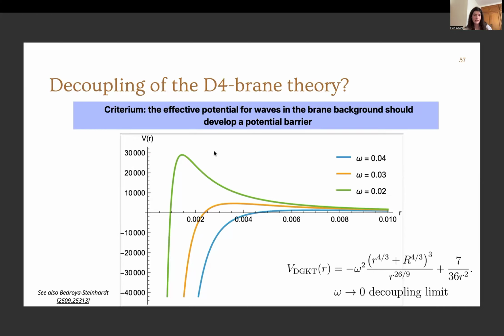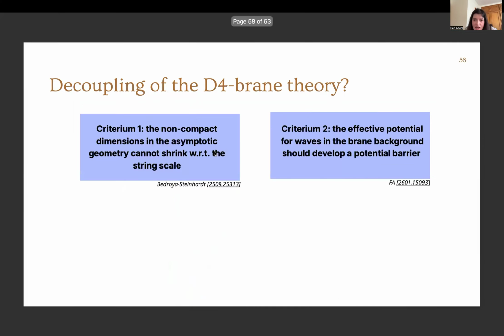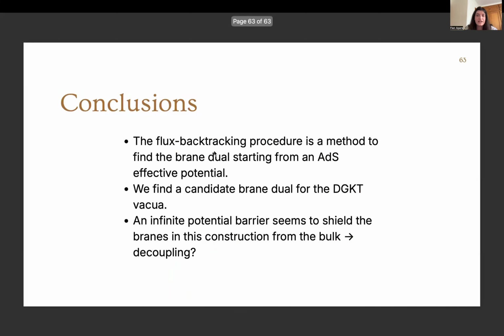So this seems to imply that indeed the D4-branes and the DGKT dual are shielded from the bulk by this infinite potential barrier, and that therefore decoupling is working. Okay, I think next week some more perspectives on this will be discussed, and I'm going to conclude here.